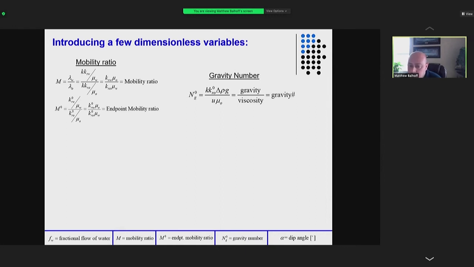So if you've got a very viscous fluid or you've got a very high velocity, then the gravity number is going to be small, which effectively means we can ignore gravity, right? So if the gravity number is super small, like much less than one, then you can ignore it. But if it's close to one or greater than it, then you can't ignore it.